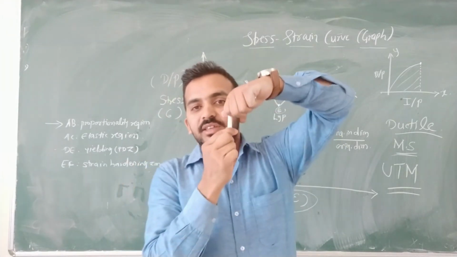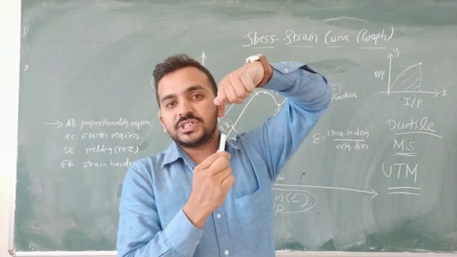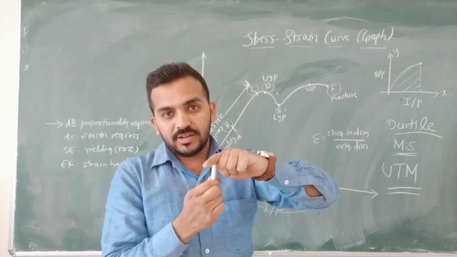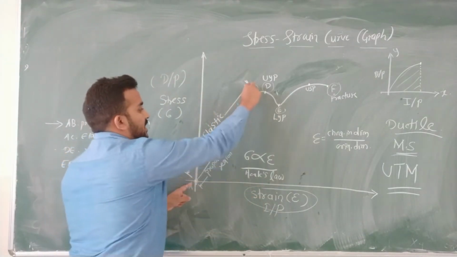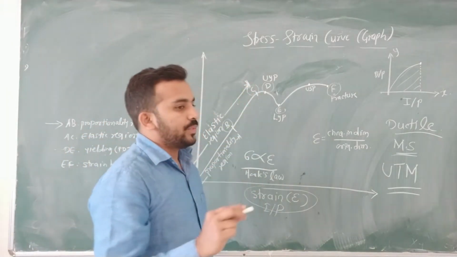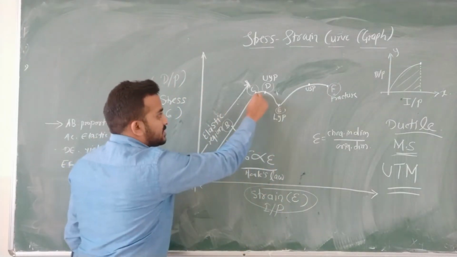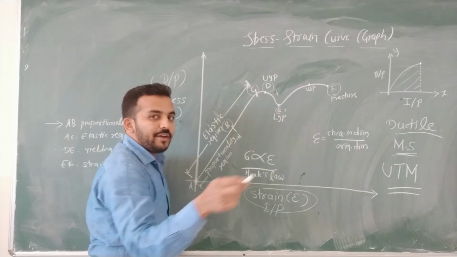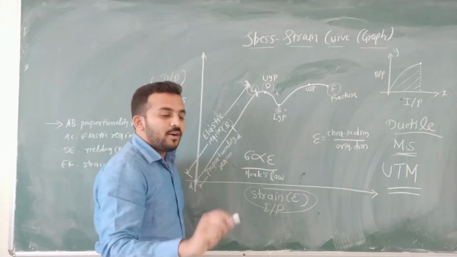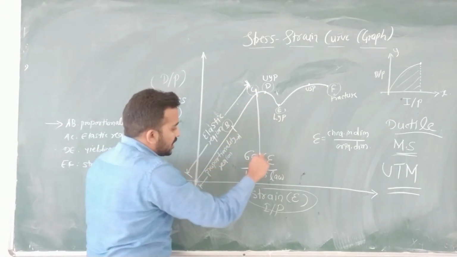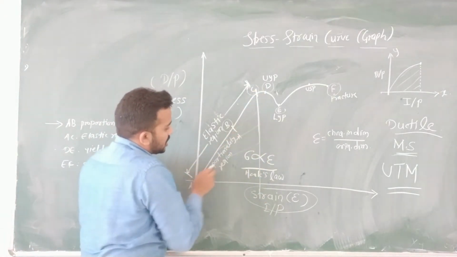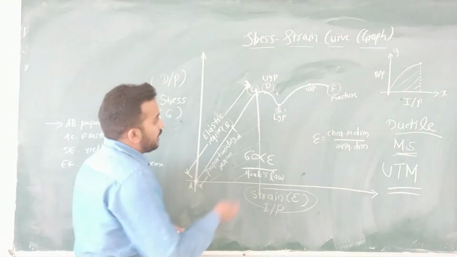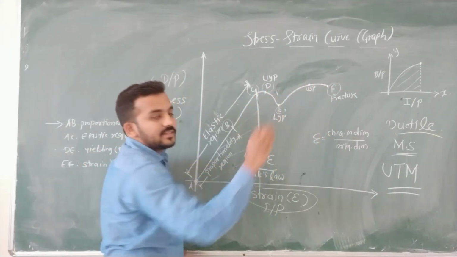Means if you are stretching this rod within the elastic region, it will stretch, but if you remove the applied forces, it will come back to its original position. Hence, the region AC is called the elastic region. So what we have seen is that up to this point C, elastic properties are valid. Means if you are removing the applied forces, the component will regain its original dimensions, and this entire region is nothing but the elastic region.